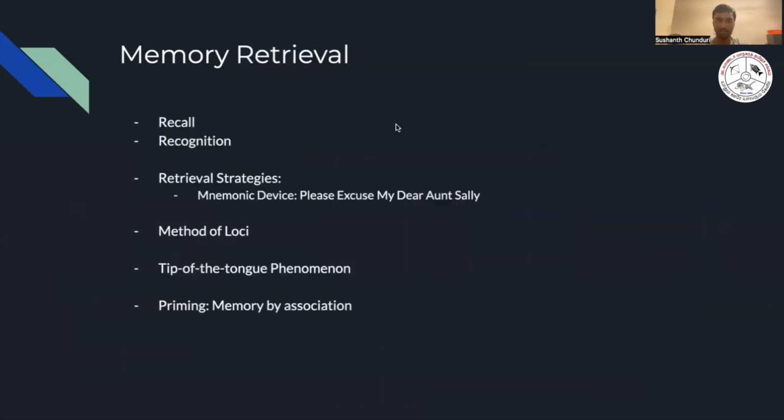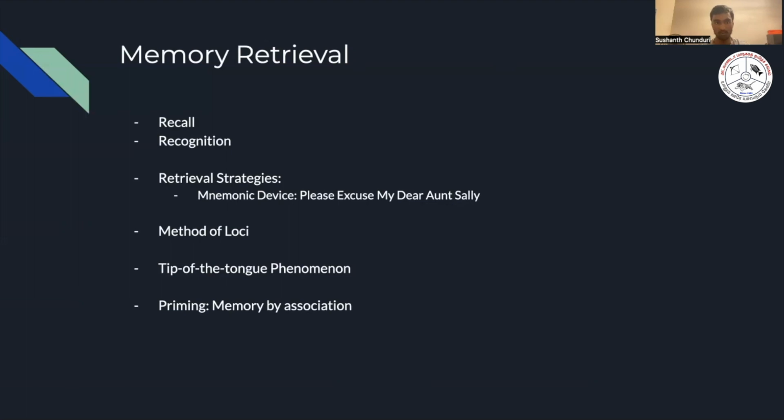So let's talk about retrieval. There's two types of retrieval: recall and recognition. Recall is when you have to forcibly think about it and regurgitate that information without any prompting, whereas recognition is when you see that information and say, oh, I know what that is. So that's like multiple choice versus fill in the blank. Fill in the blank is recall, right? You have to actually know what you're doing. And then recognition is, can you see one of these four answer choices? Does it seem familiar to you?